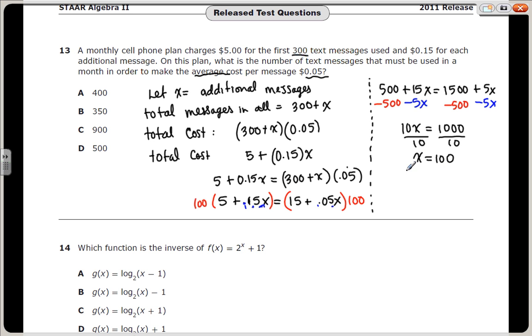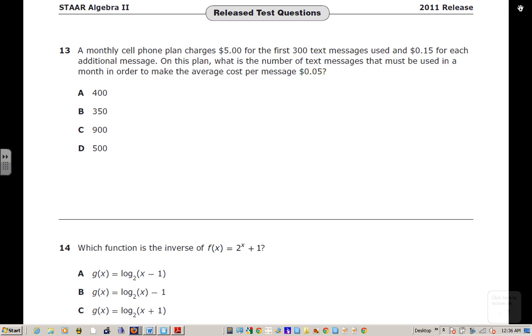Alright, so this is the additional messages. So the total number of messages that we need, so total messages, remember, is 300 plus x. So total messages is gonna be 100 plus 300, which is 400. So there goes your answer. Your answer is A. Okay. All right. Let's move on to question number 14.